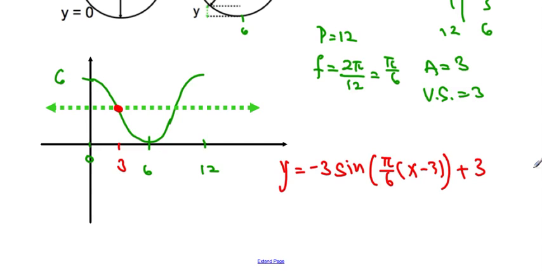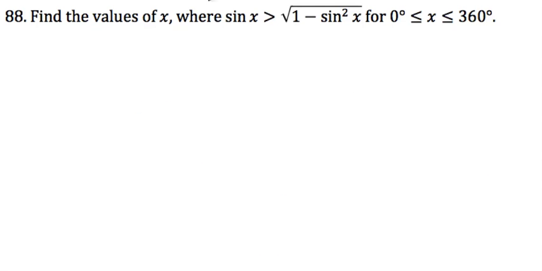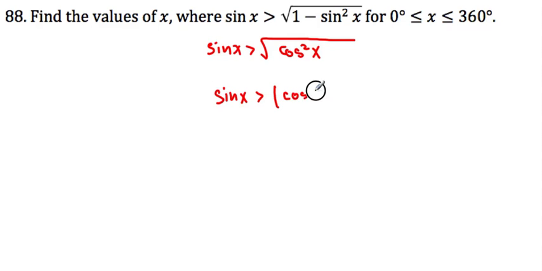Alright, let's move on to the next question, number 88. Find the value of x where this one is true. Okay, so if I were to rewrite this one, this is in fact equal to sine of x, which is greater than square root of cosine square x. Because using the Pythagorean identity, we can see that 1 minus sine square must be cosine square. Now here we get sine x has to be greater than absolute value of cosine of x. That's what square root of perfect square is.